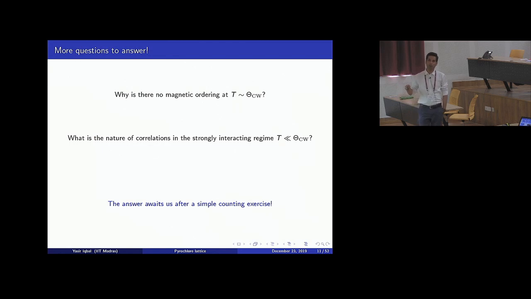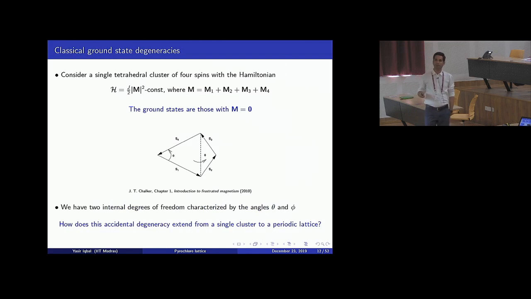And if so, what is the nature of correlations in this cooperative paramagnetic regime, the strongly interacting regime that is much below the Curie-Weiss temperature but still above the ordering temperature? There's a simple counting exercise you can do to convince yourself of this. If you take a single tetrahedral cluster of four spins, and the Hamiltonian can always be rewritten in terms of the total magnetization, then you can clearly see that there are two internal degrees of freedom, two angles you can play with, which do not destroy this constraint. So the system's ground state manifold is characterized by a two-dimensional degeneracy, given by the polar and the azimuthal angles.